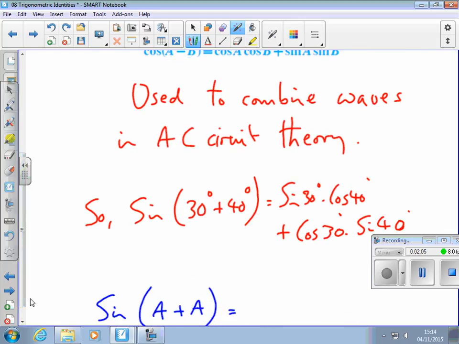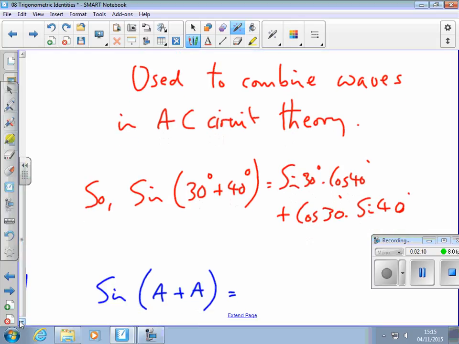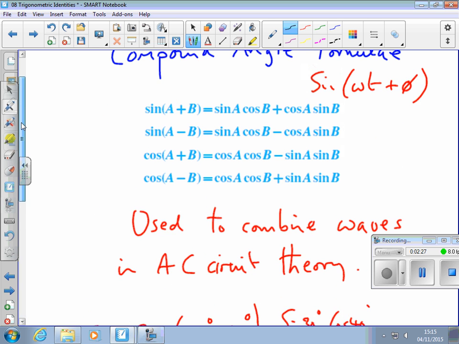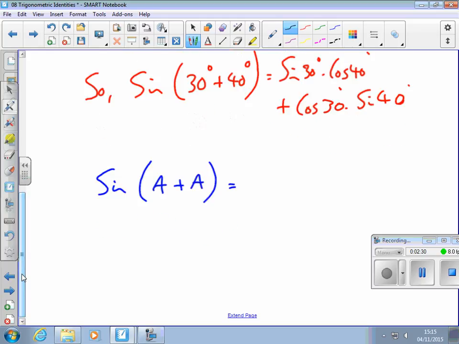And we can use them to rewrite identities in different ways. What's another way I can write of sine A plus A? Using that compound angle, how can I rewrite sine of A plus A? Which one am I going to use? Top one. So that's going to be sine A cos A plus cos A sine A. For example, I can do that.